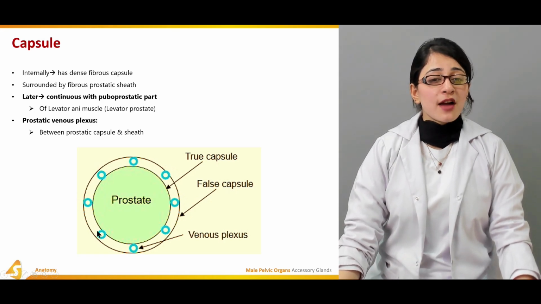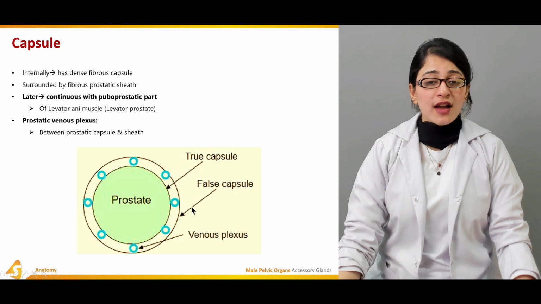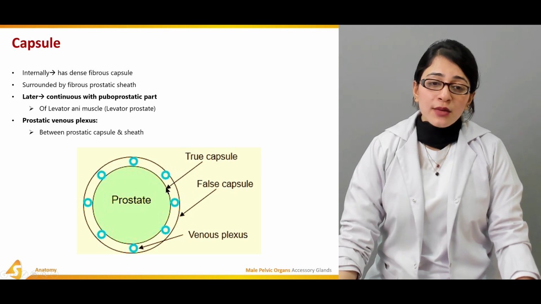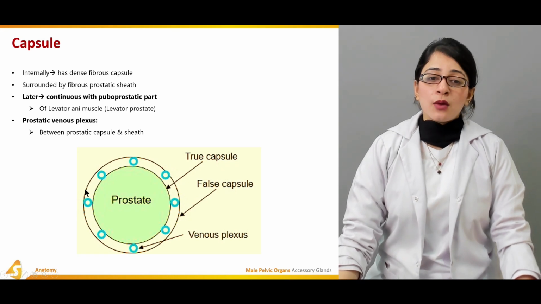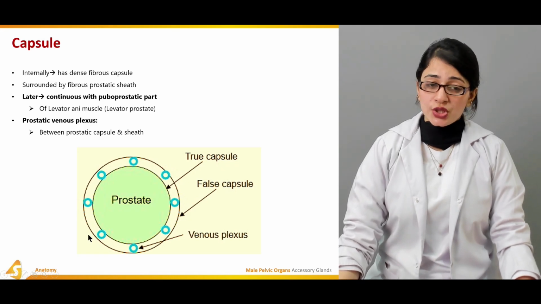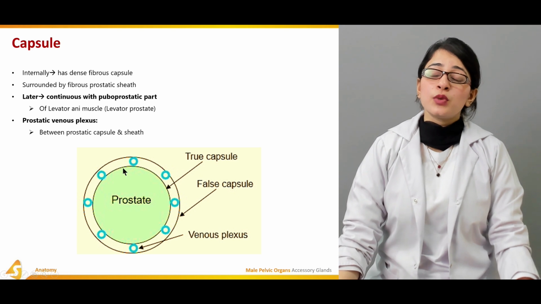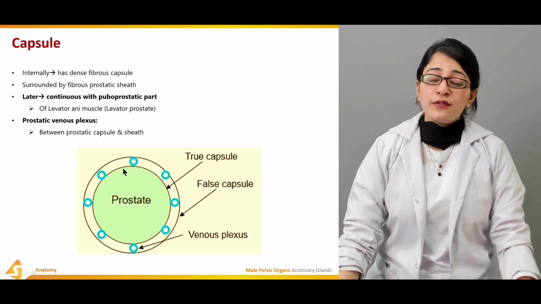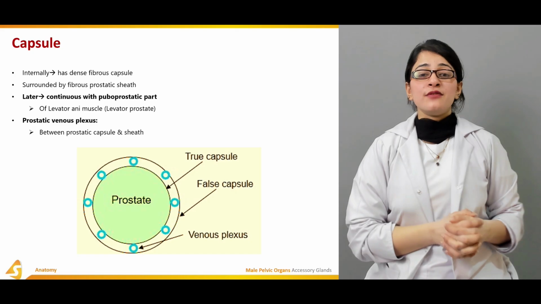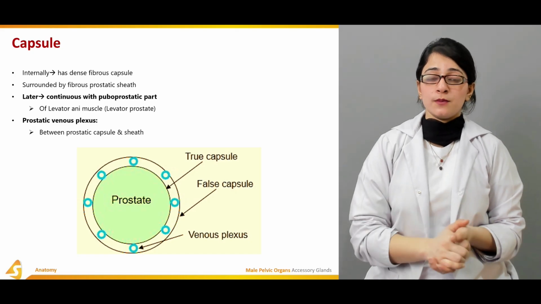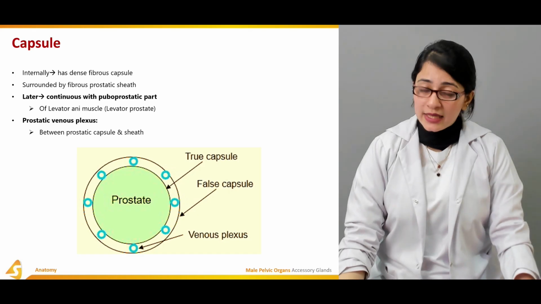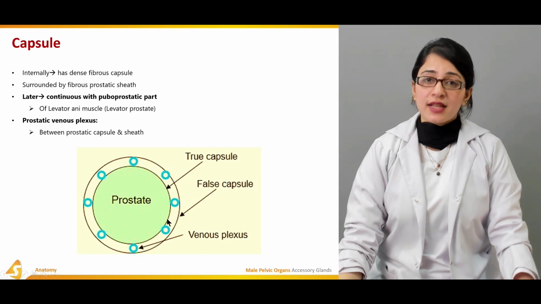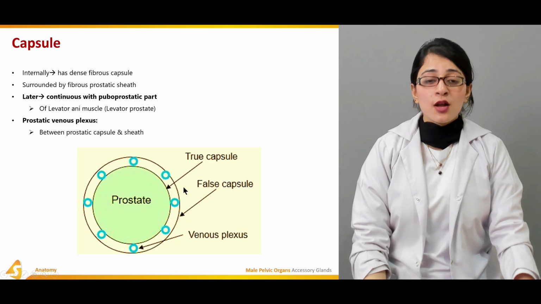So inside it we have the true capsule, and on the outer side we have the false capsule. So internally we have this dense fibrous capsule located here, surrounded by the fibrous prostatic sheath, and then it is continuous with the puboprostatic part of the levator ani muscles, which are the muscles of the pelvis region of the males. And then we have the venous plexus located here between the prostatic capsule and the sheath of the prostatic gland.